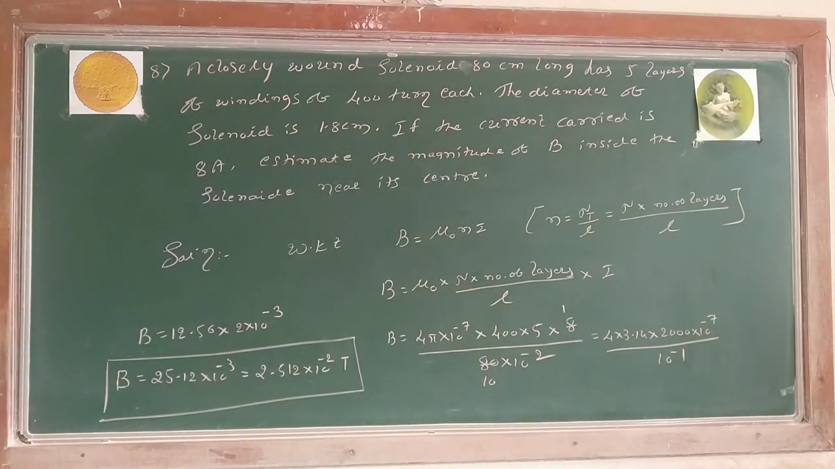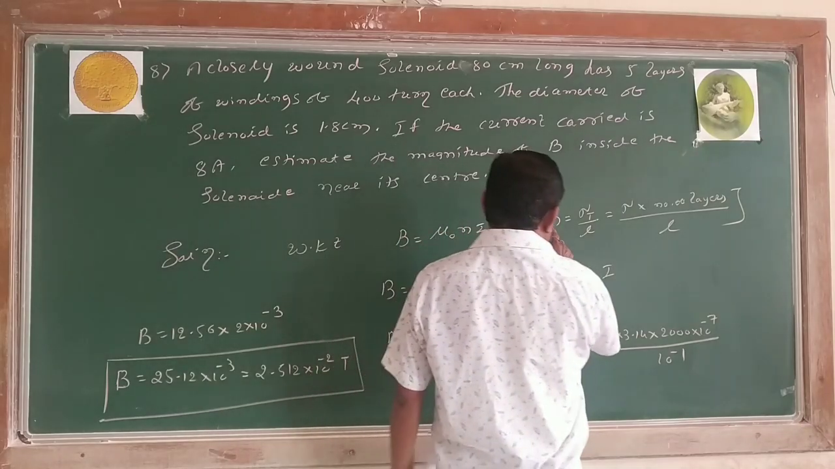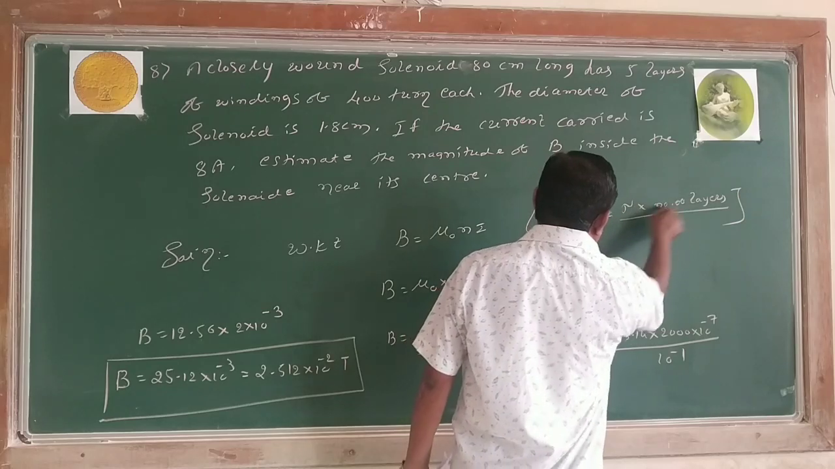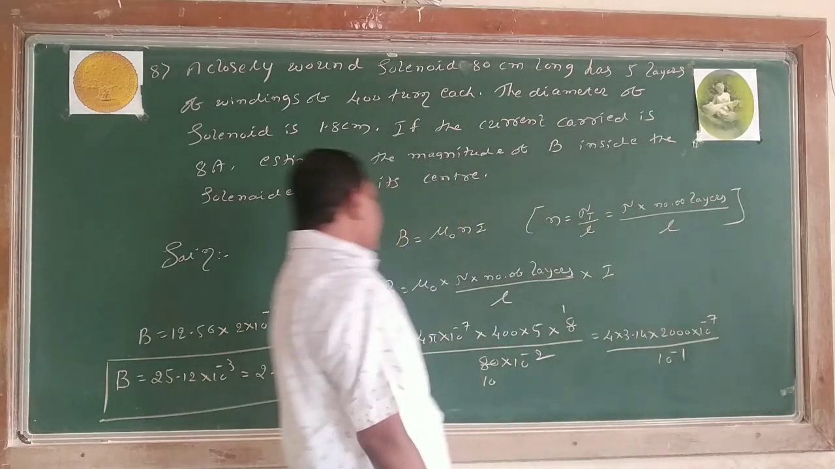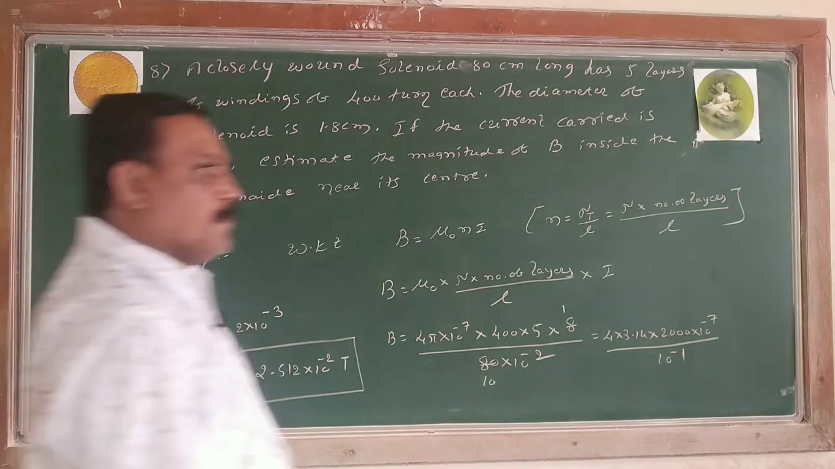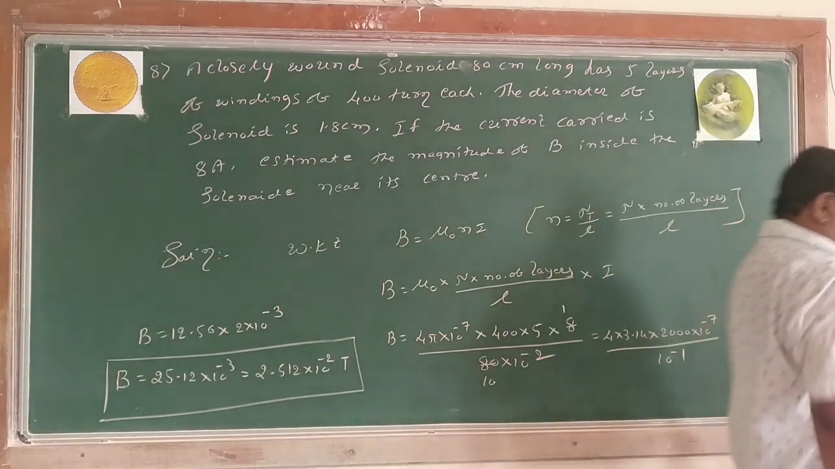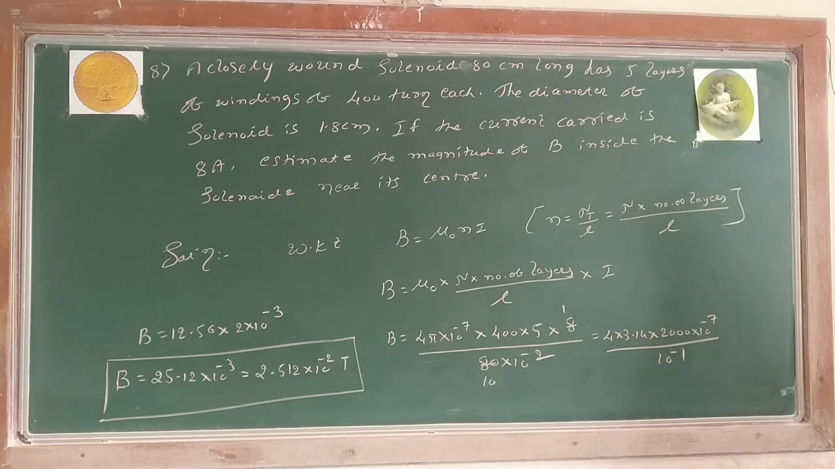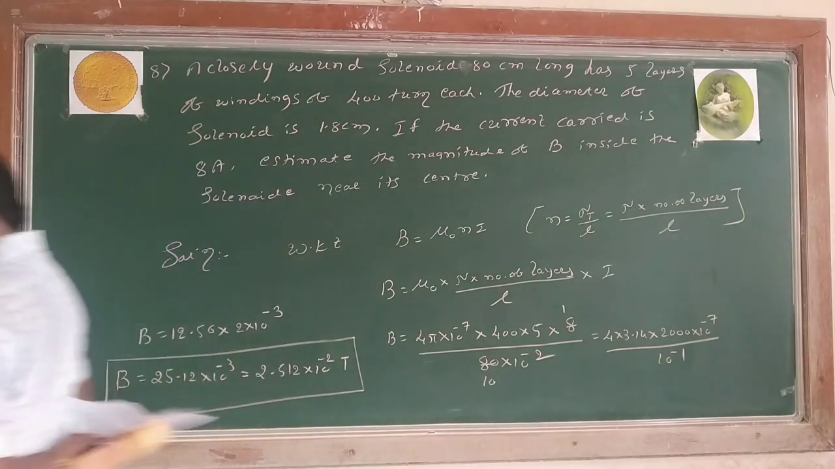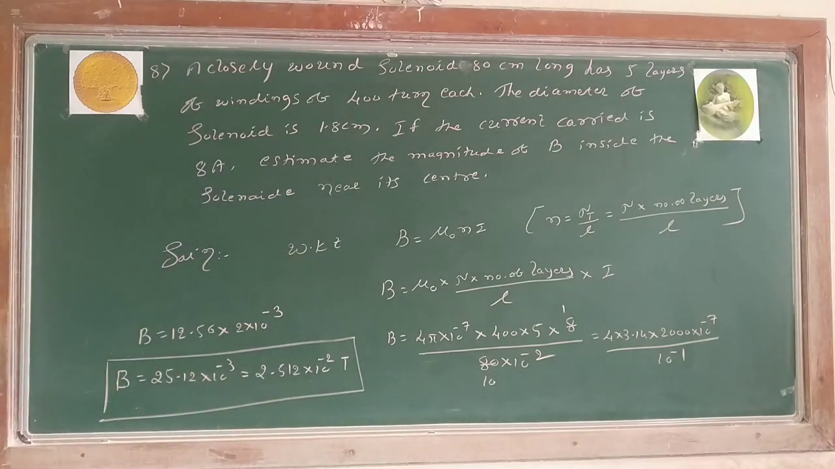Look carefully. Now this is the important factor. Small n equals total number of turns per unit length. Total number of turns equals number of turns into number of layers divided by L. Look carefully. Is it clear? If it is clear, then I want the next, 9th problem.